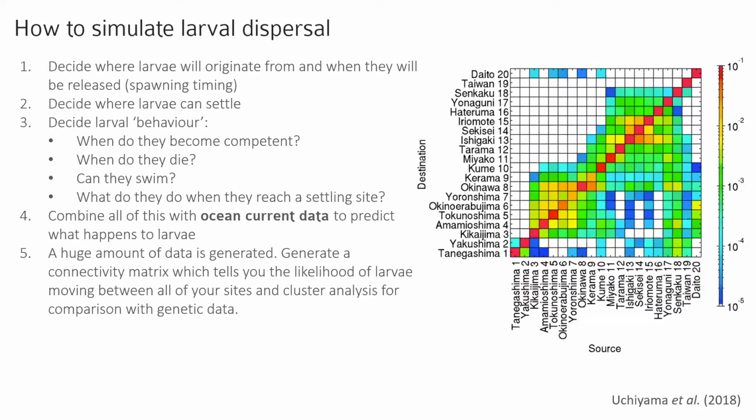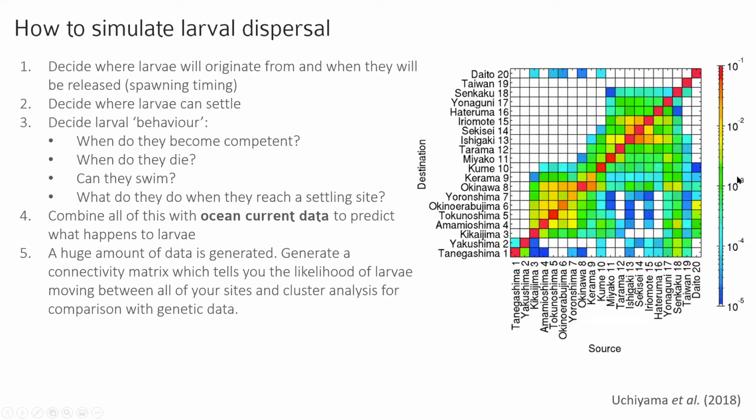We'd often present this in a connectivity matrix like this. This matrix is really useful because, for example, if we wanted to know the chance of a larva going from reef 20 to reef 5, we go to 20 on the x-axis and then go up to 5 on the y-axis, and that box is green.